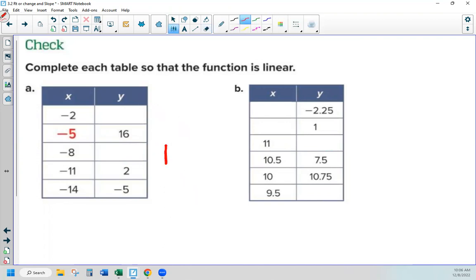Okay, once again, going up the table is +7. Going down the table is -7. That's the pattern that we have here. So 2 + 7 will give us 9. 16 + 7 will give us 23. Hopefully we got all of that correct. If not, feel free to ask me for that.